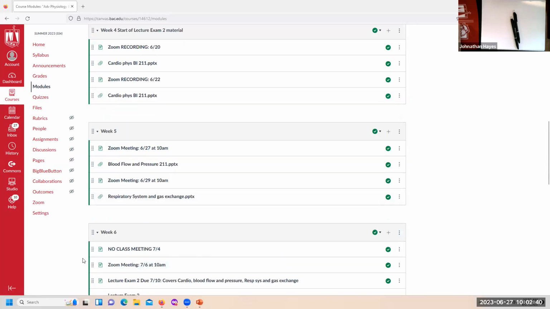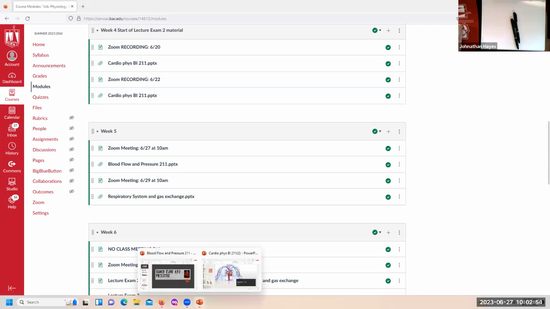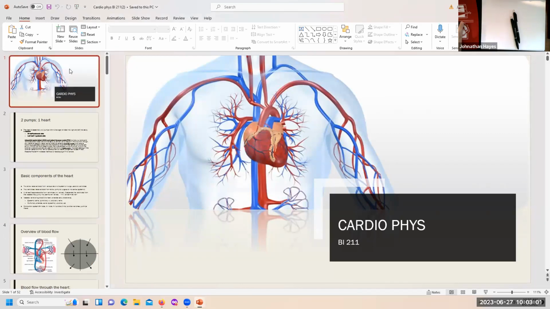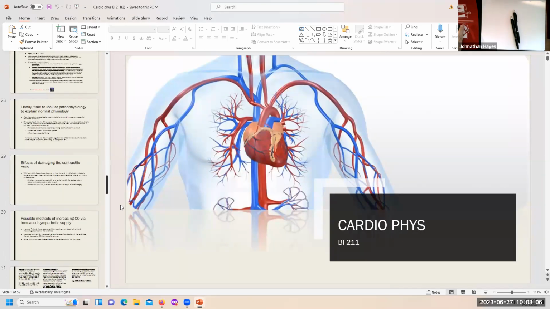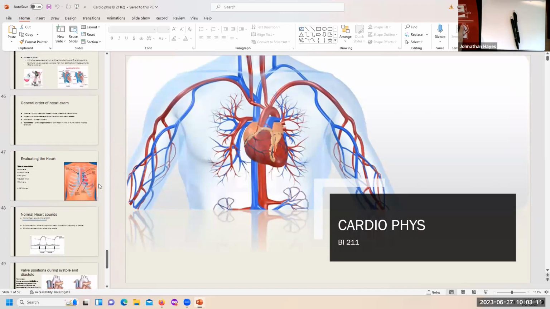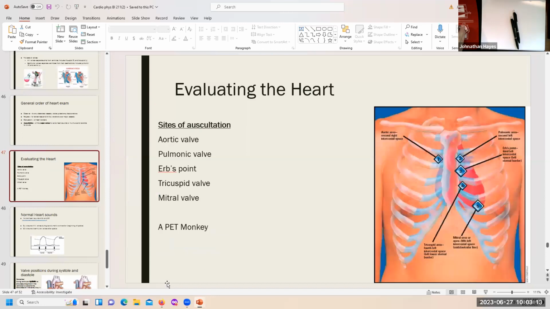But anyway, again, today we're right here. Before we get into blood flow and pressure, I'm just going to finish up the last little bit of cardio phys. My PowerPoint's already open, so I'm just going to switch screens rather than going through the whole download. I've already scrolled down to it as well. This is what you're seeing on my screen. Where we left off, or at least what I wanted to talk about, starts right here.